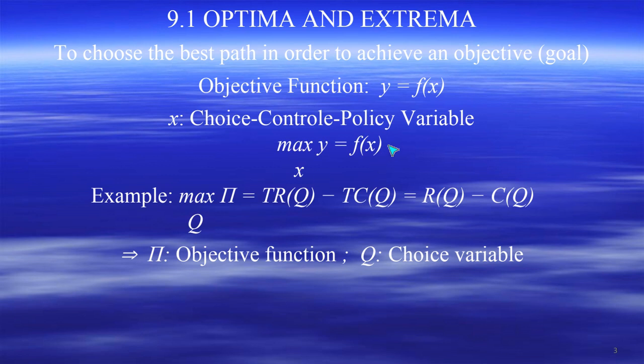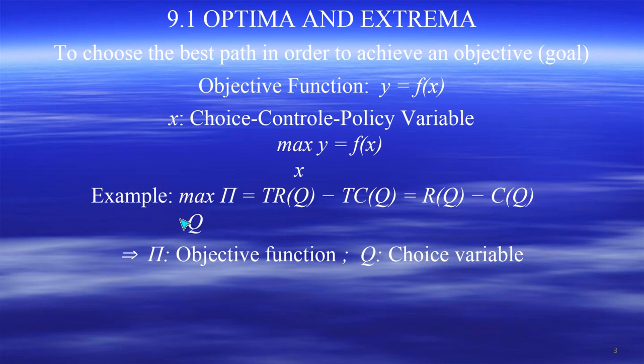So a typical optimization problem is written like this: max y equals f of x, and you put an x under the max. Meaning we maximize, we find the uppermost value of y equals f of x, our objective function, by using x. Our control variable is x. This is the summary way of writing an optimization problem.